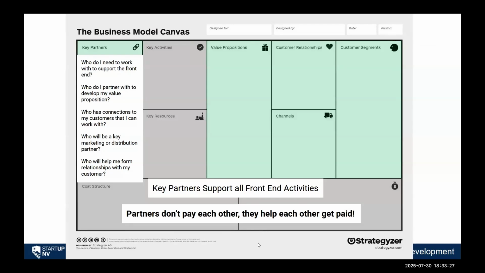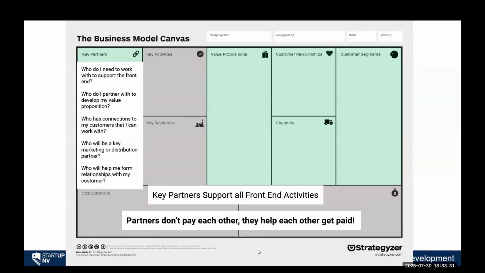Thanks, Cara. Another question. Do influencer partnerships fall within the key partnership category if influencers are marketing in exchange for gifts or services?